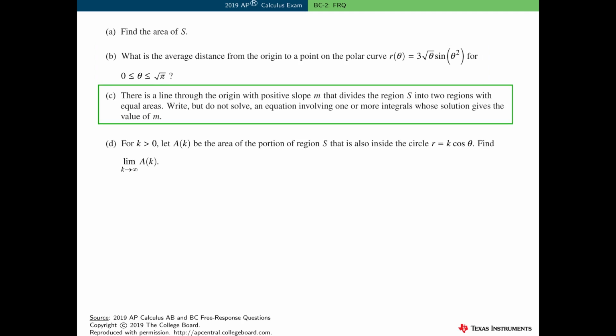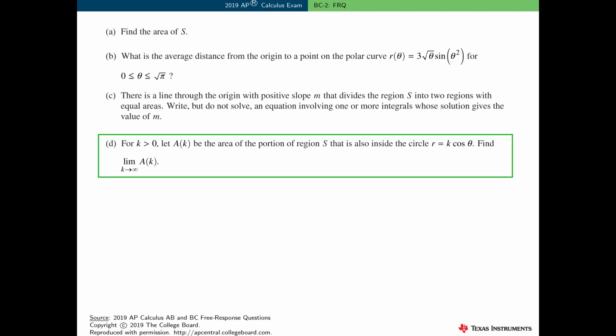In Part C, we're told that there is a line through the origin with slope m that divides the region S into two regions of equal area. And we need to write an equation whose solution yields the value of m. And finally, in Part D, A of k is defined to be the area of the portion of S that lies inside the circle r equals k cosine of theta. And we need to find the limit as k goes to infinity of A of k.